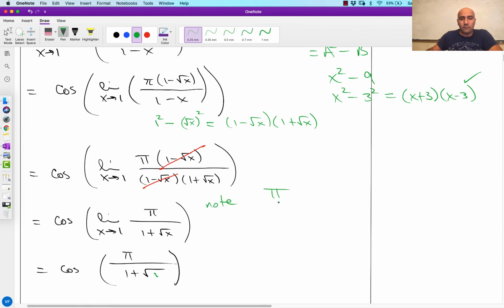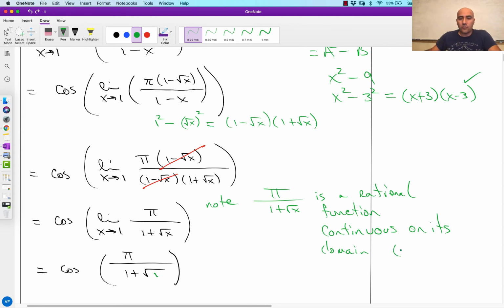Note, pi over 1 plus root x is a rational function, and it's going to be continuous on its domain, and its domain is going to be inclusive of 0 out to infinity, right? And that's because the square root has to be from 0 to infinity. 0 is allowed. Square root of 0 is 0. That's okay. And there isn't going to be any value that results in a 0 in the denominator, because the output of the square root is always going to be positive. So no other problems to consider. Its domain is from 0 to infinity.